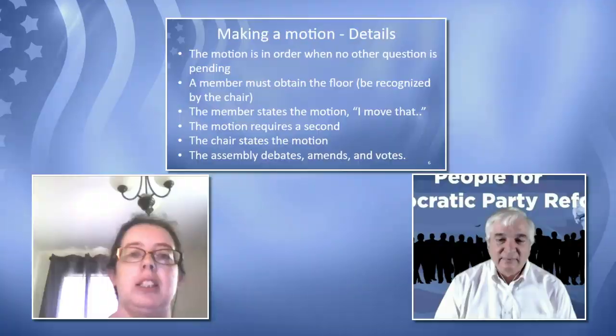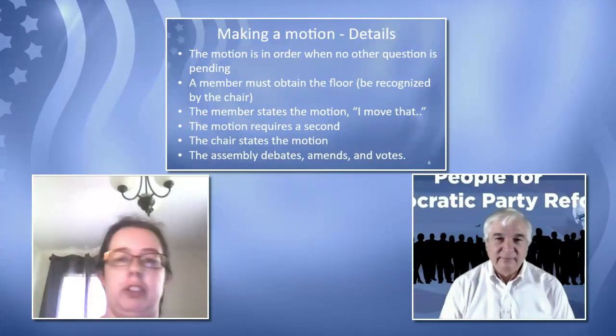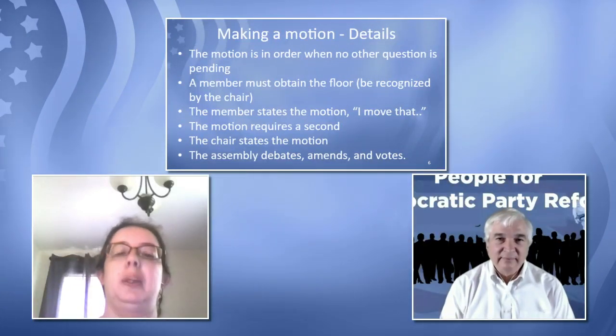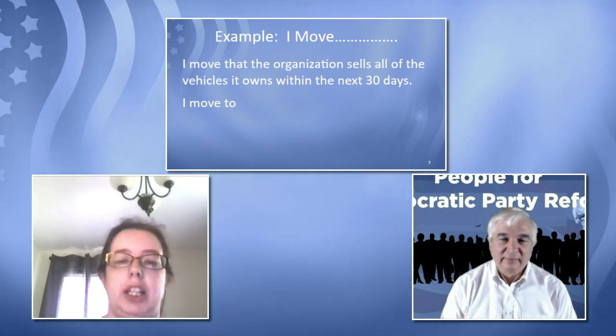So at this point, as soon as the chair states the motion, it belongs to the assembly. Up until that point, the member who made the motion can make changes, they can withdraw it, they can do whatever they want. But as soon as the chair states the motion, it belongs to the assembly. And that means that only the assembly can decide what to do with it. And there's lots of things they can do with it. They can change it. They can postpone consideration. They can refer it out to a committee. They can do all kinds of stuff. But ultimately, the assembly as a whole is what's deciding.